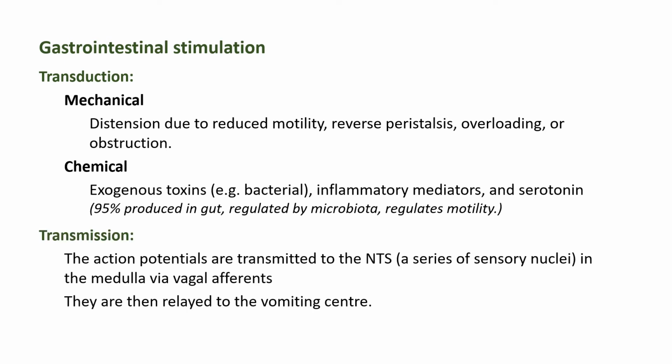Transmission, as we said, is via the vagus nerve up to the NTS. The NTS is just a column of sensory nuclei within the medulla. Via vagal afferents, though. That's all then relayed to the vomiting center.